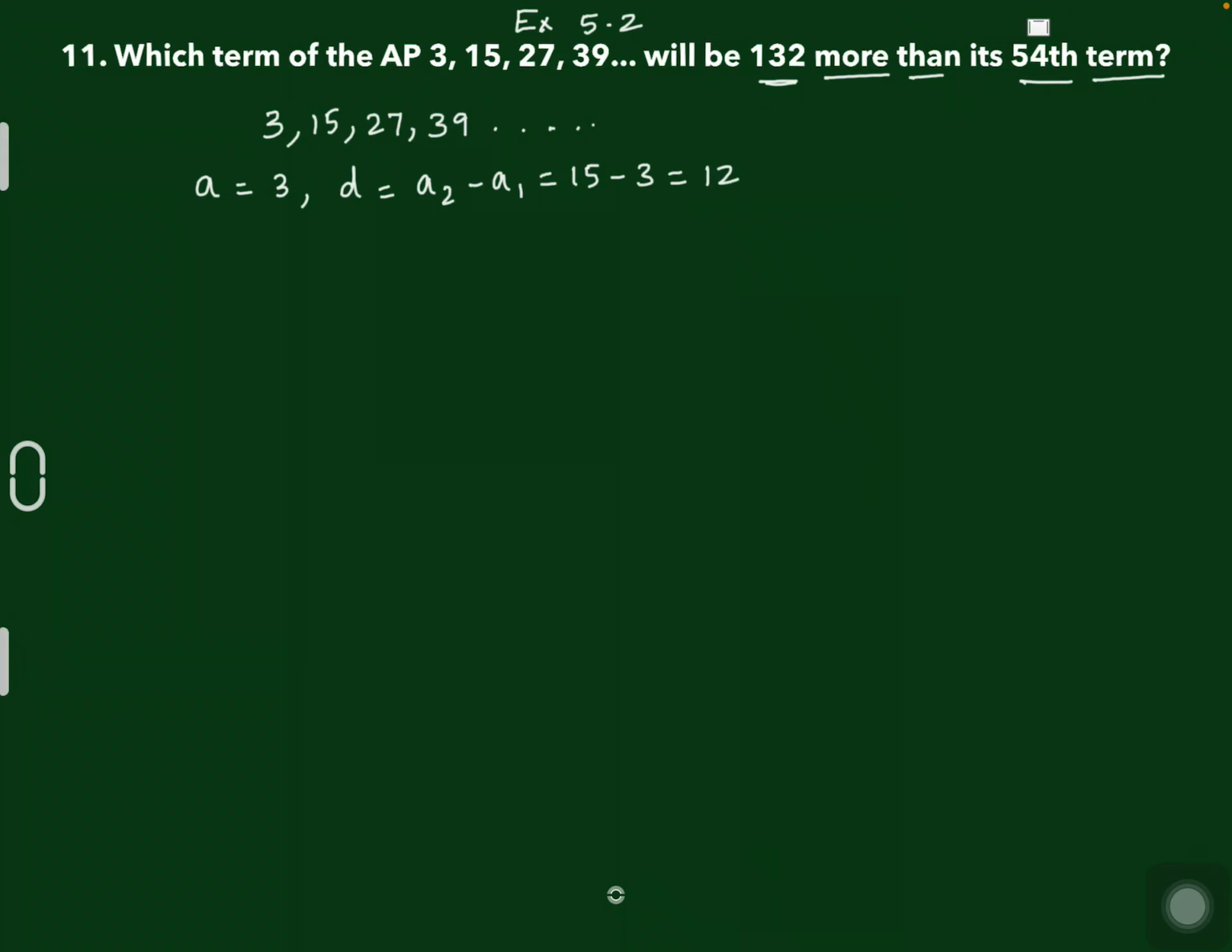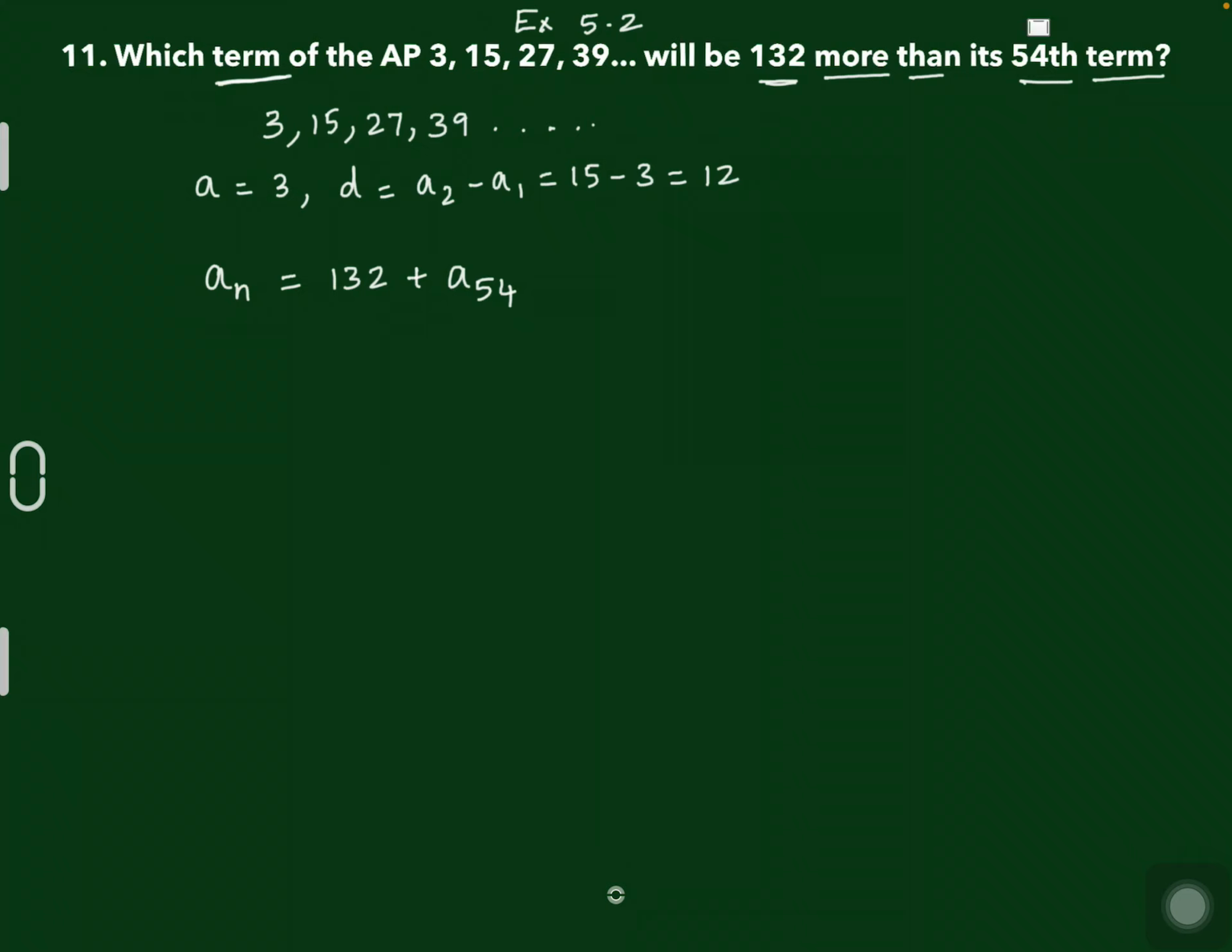So, let us change this sentence into an equation now. Which term of the AP we don't know, so that nth term will be equal to 132 more than, that is 132 plus, its 54th term. What is the 54th term? A54. So, what did I do now? I have taken the nth term to be equal to 132 plus its 54th term, which I can write as A54.